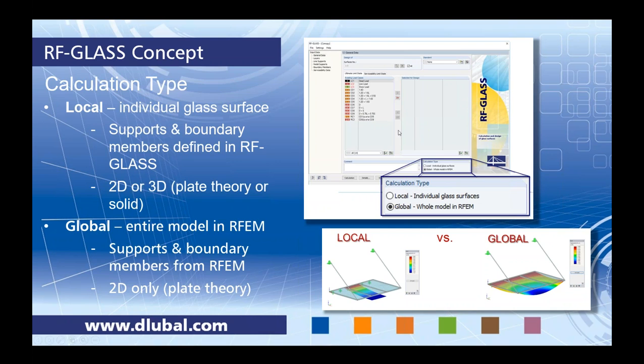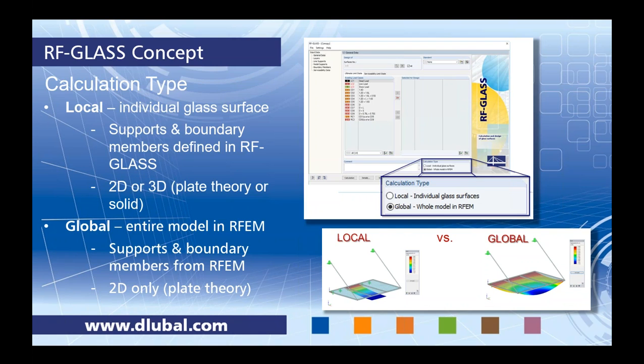You can see here from this picture essentially what I'm talking about. With a local calculation type, we're only going to be analyzing this one single pane here. And let's say we have these supports shown here in the back. Well, all of these will need to be remodeled in RF glass, as well as these boundary members. Now, if we use the global calculation, we don't have to worry about putting in these supports or any of these boundary members. Everything is taken from RFEM into RF glass.